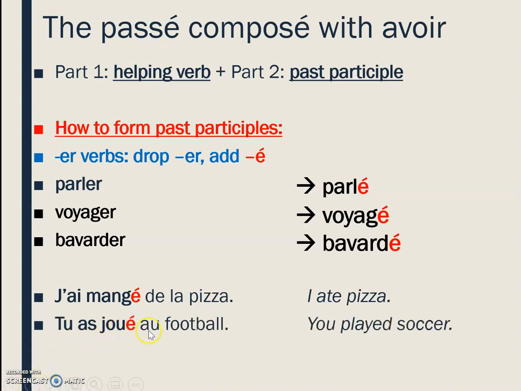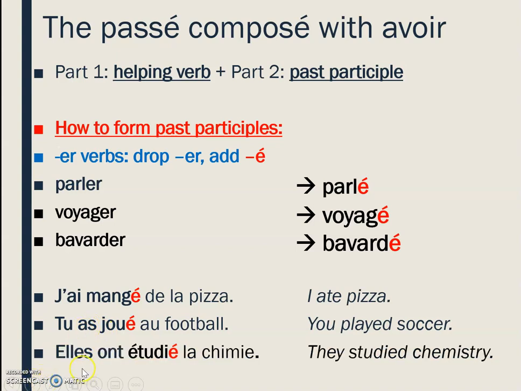Tu as joué au football. You played soccer. You have played soccer. So we have the PP, the past participle joué, and then we also have our helping verb avoir. Elles ont étudié la chimie. They have studied chemistry, or they studied chemistry.